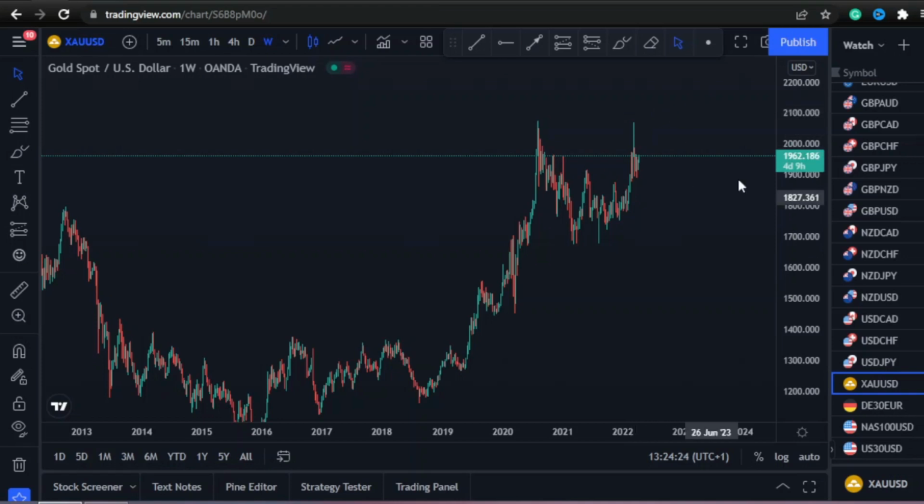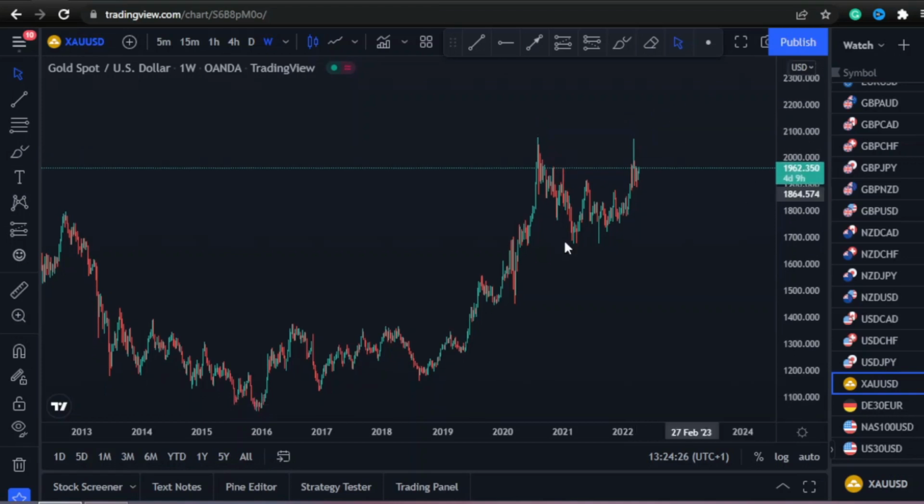So I trade market structure, and it's very, very simple. You can see, for example, here, this is gold, and today I'm going to show you the power of that. What you can see here is that gold has been on an upward movement, and I'm on a weekly time frame.